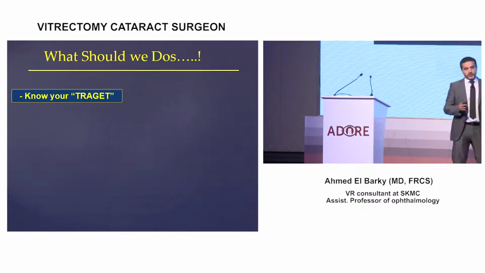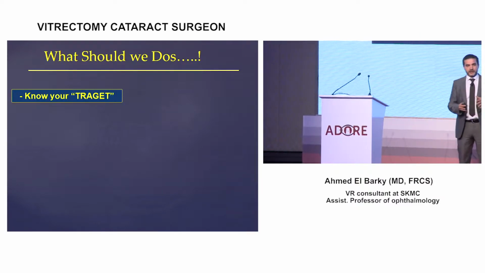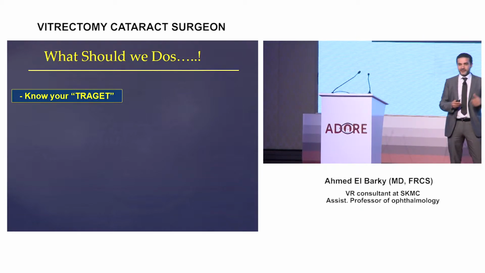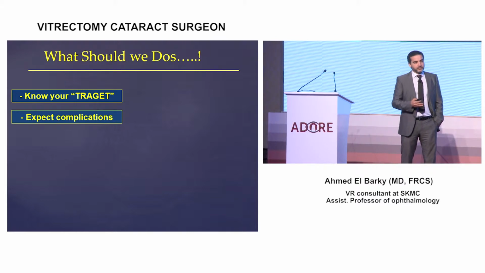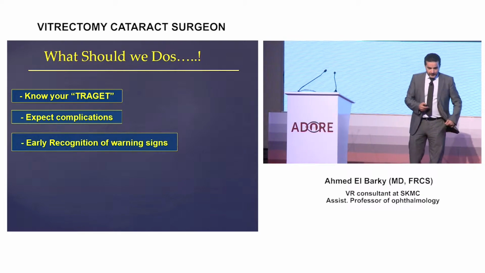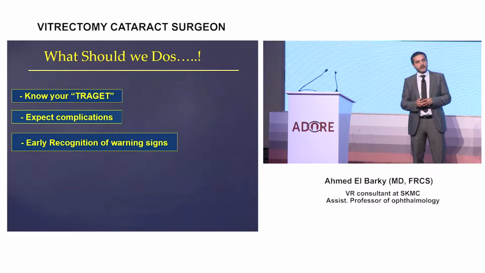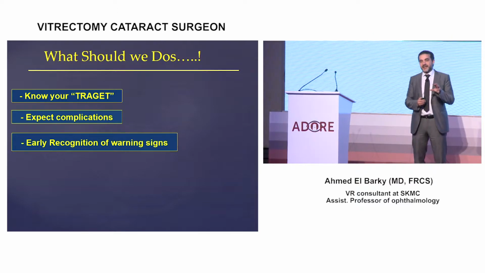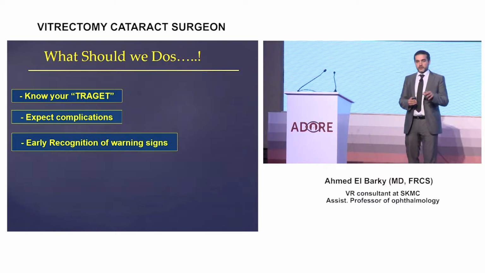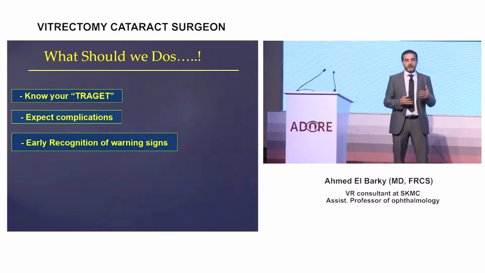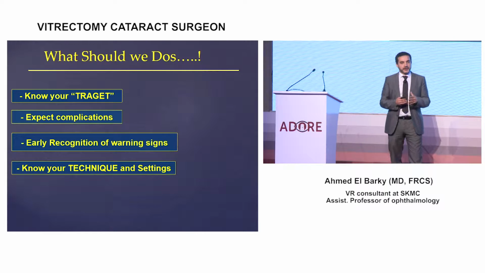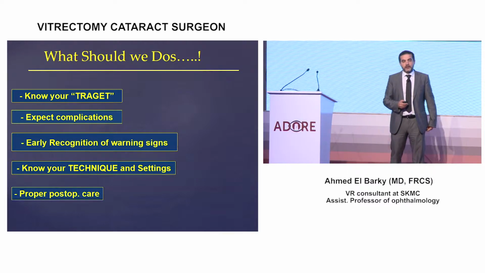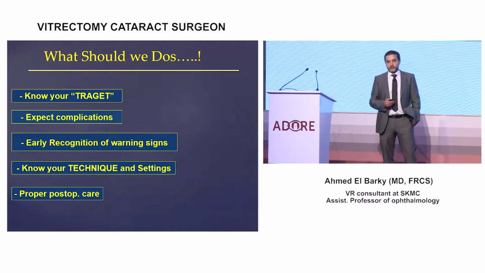First of all, we should know our target. And I think this rule should apply in our life, generally speaking, not only for anterior vitrectomy. Second, you have to expect complications before going to surgery. Then intraoperatively, it's very important to recognize early signs of vitreous loss or posterior capsule tear, so you can intervene early. Definitely we have to know our technique and the machine settings. And finally, we have to provide proper post-operative care.